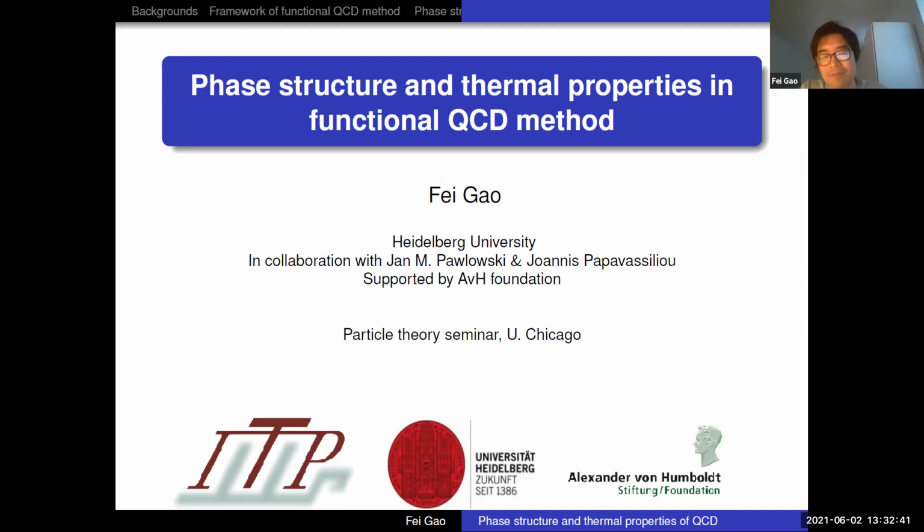Okay. Thanks for the introduction, and also thanks for the opportunity of this seminar. So I would like to introduce you my study about the QCD phase structure and thermal properties based on functional QCD method. This method is actually just to combine two functional methods together in collaboration with Yang and Yuans.